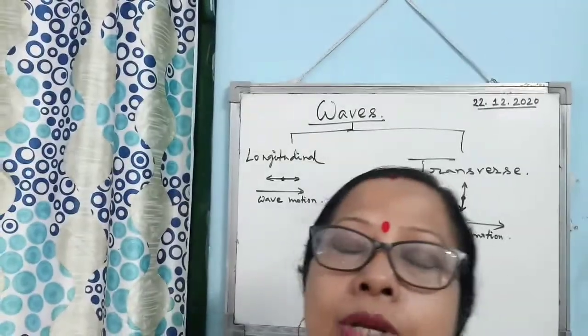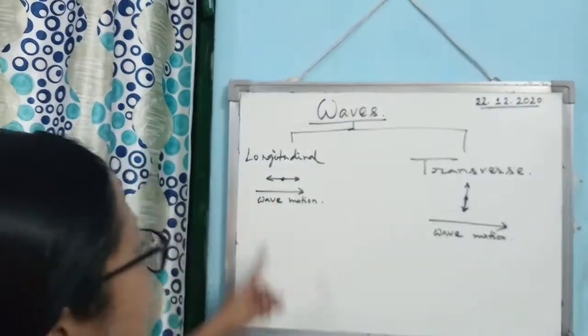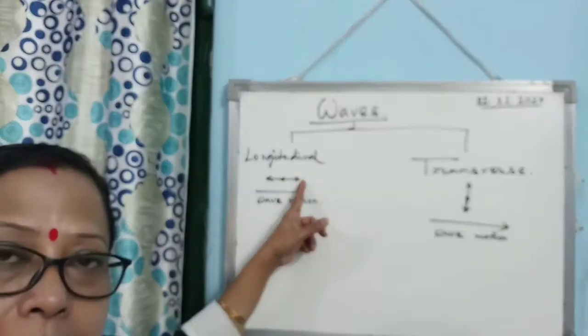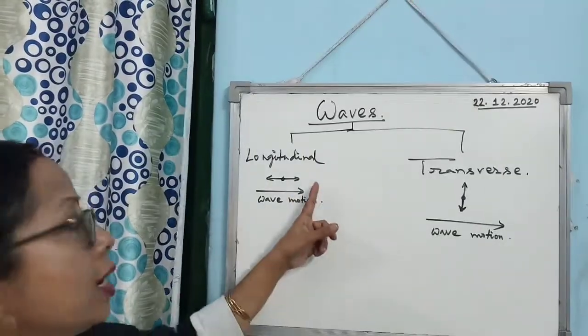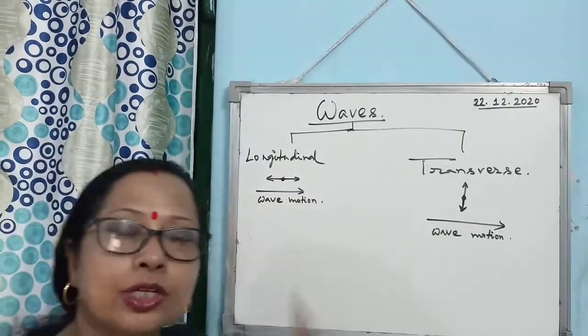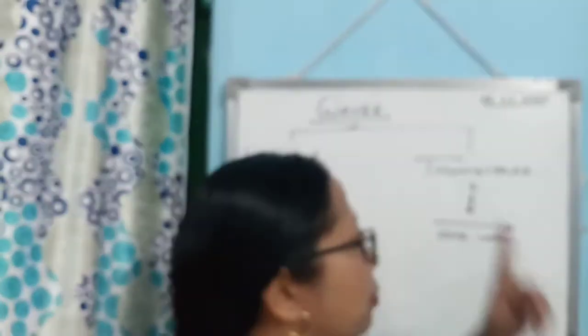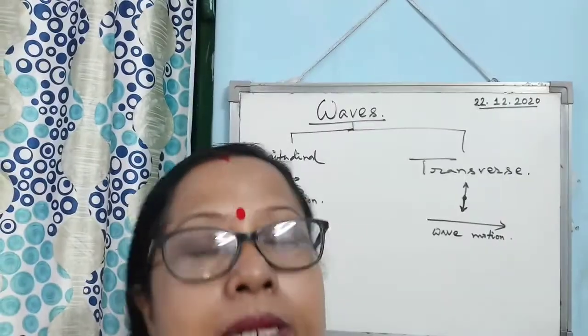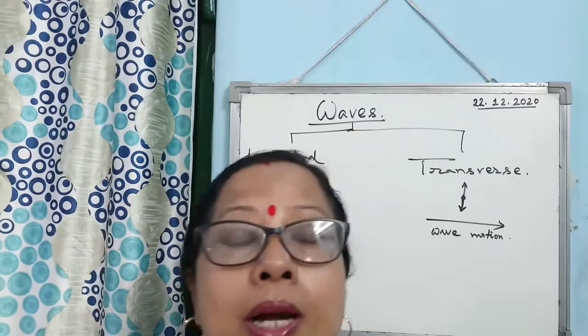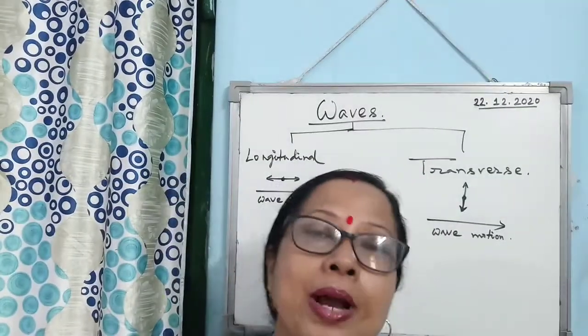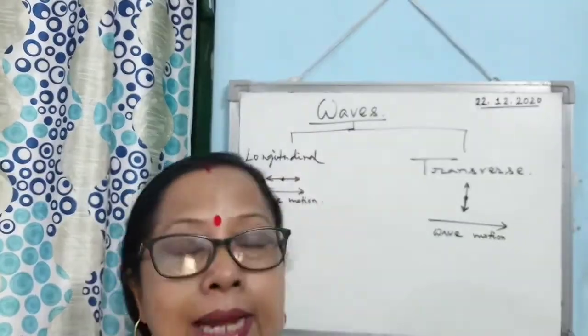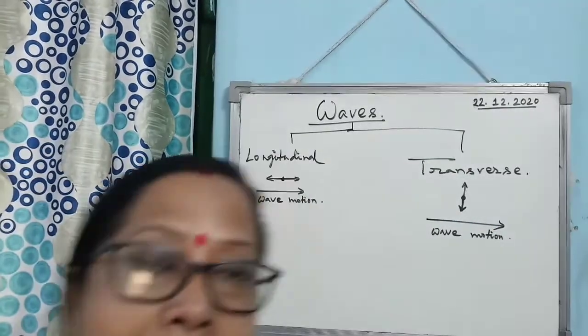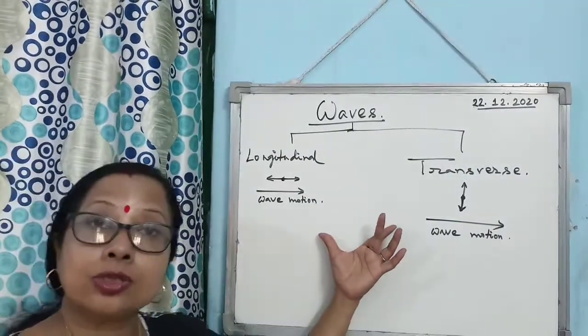In case of a longitudinal wave, what happens? The particles of the medium through which the wave is propagating vibrate parallel to the direction of wave motion, but in case of a transverse wave, particles of the medium vibrate perpendicular to the direction of propagation of the wave motion. That is the basic difference. And we studied this also in 10th standard.